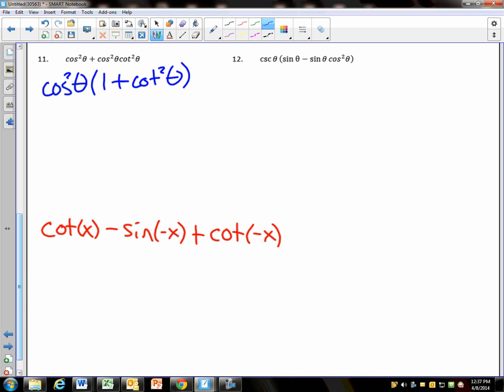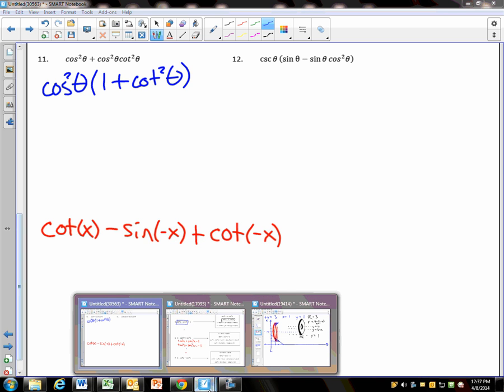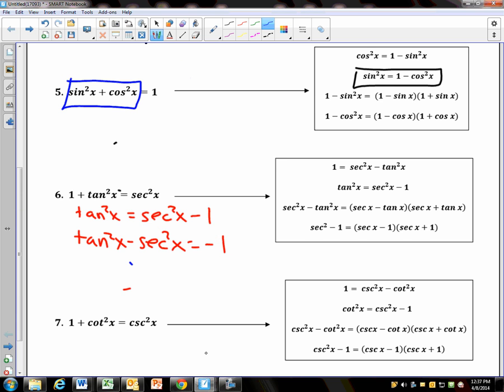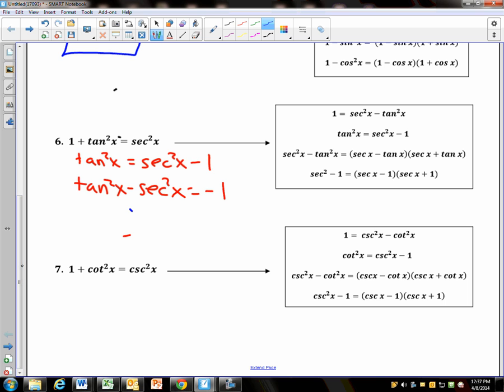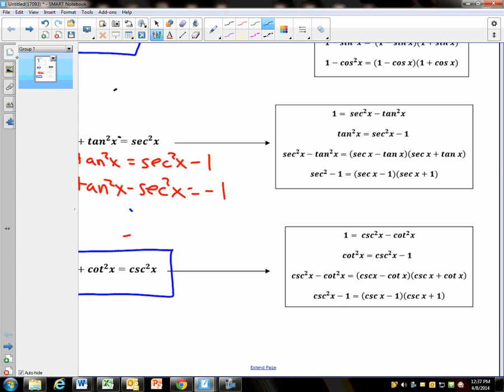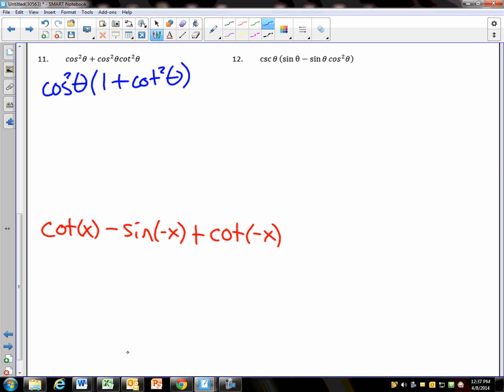So at this moment, your attention should be drawn to what? 1 plus cotangent squared. You see a 1 and you see something squared and you say, hey, I like that. I think I remember that. That is something from number 7. 1 plus cotangent squared is cosecant squared. So we have cosine squared times cosecant squared.